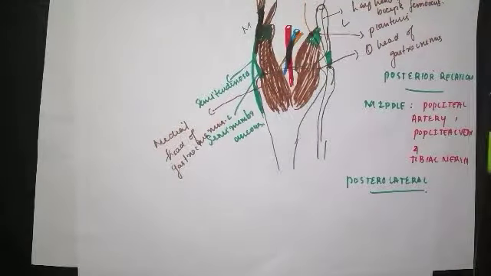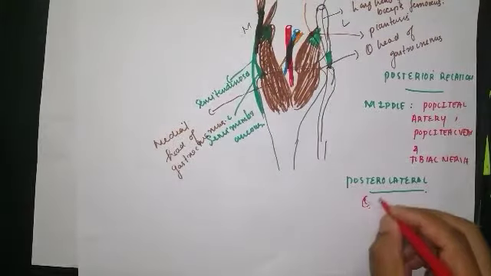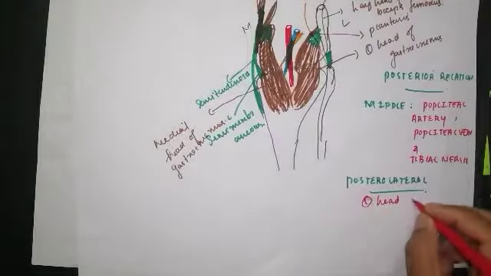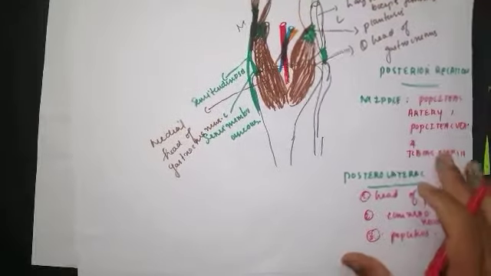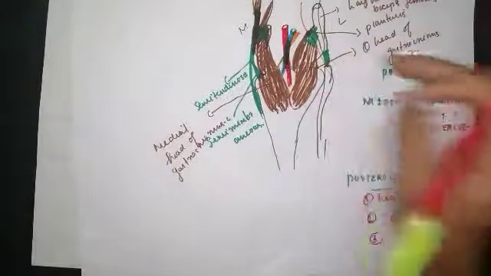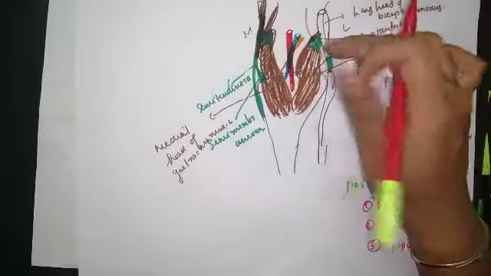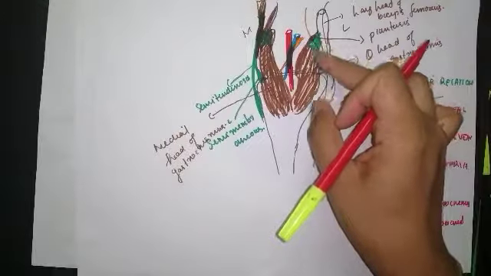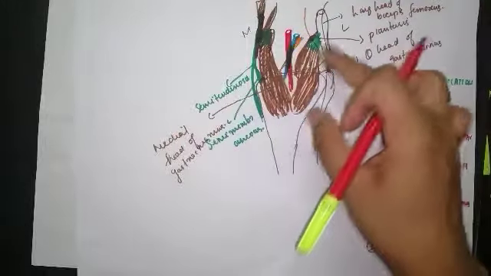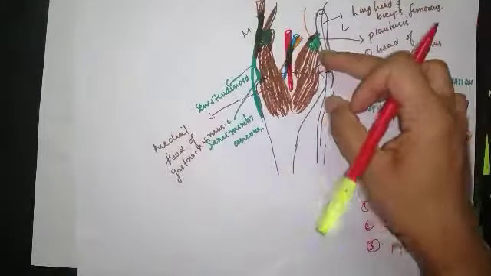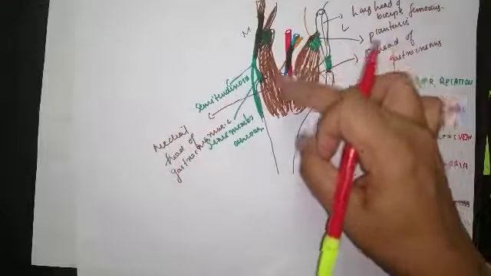So the posterolateral relation is formed by the lateral head of gastrocnemius and the common peroneal nerve. We know that the tendon of popliteus passes from the lateral aspect towards the medial aspect like this. So the tendon of popliteus also forms the posterolateral relation.